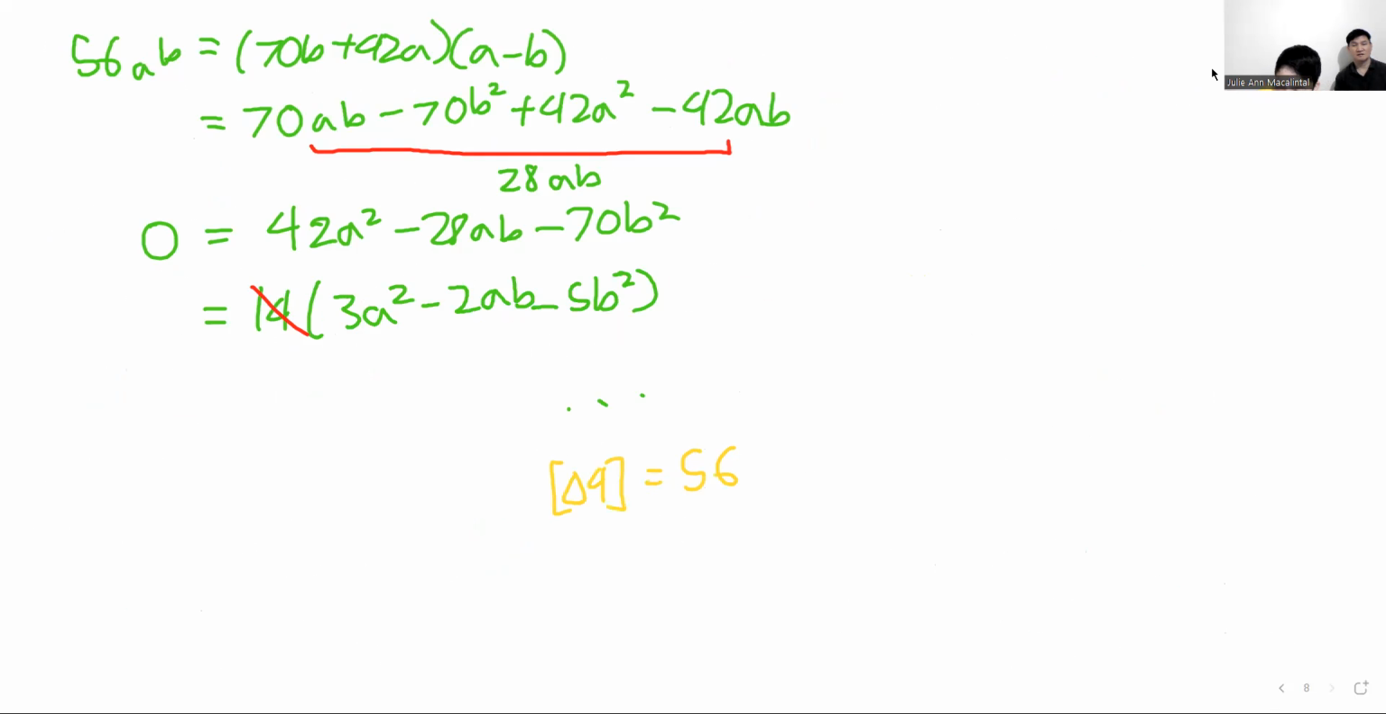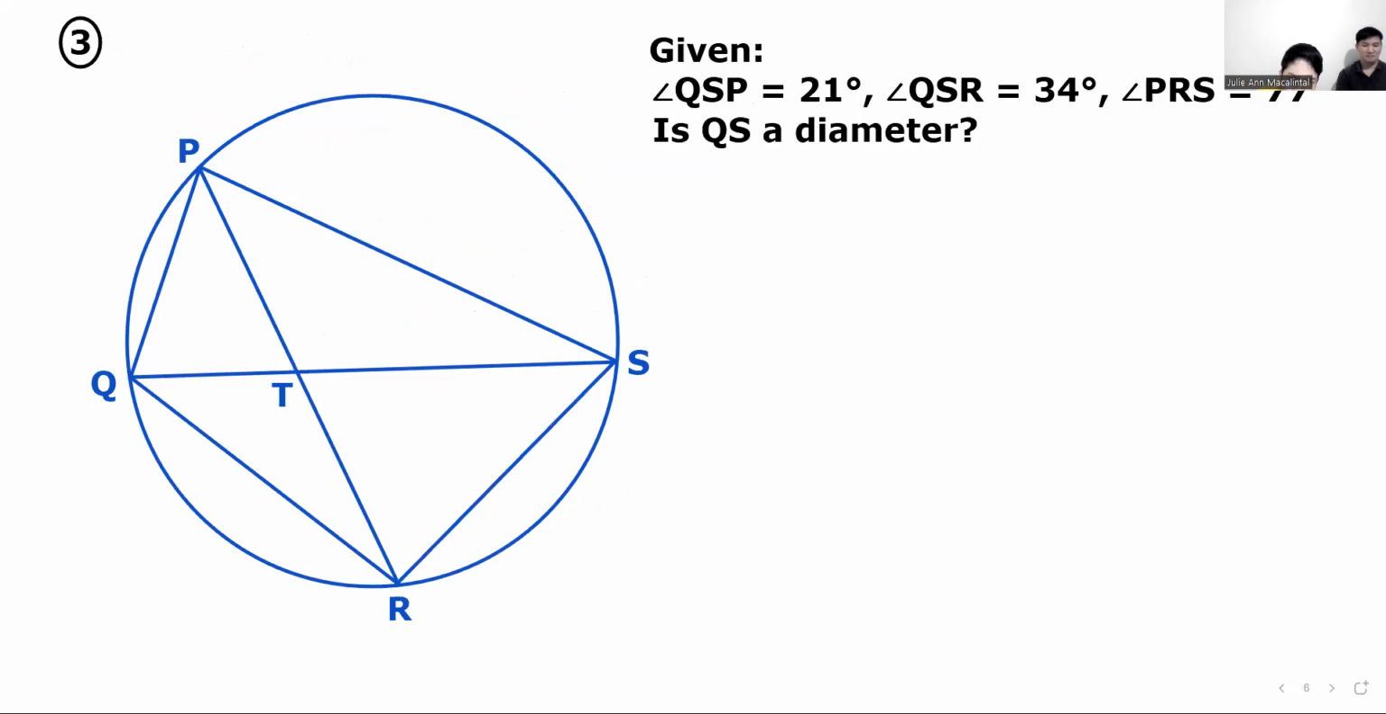So our last problem. This is given: angle QSP is 21 degrees. So you can put it on the figure. Angle QSP, 21 degrees. Angle QSR, 34 degrees.